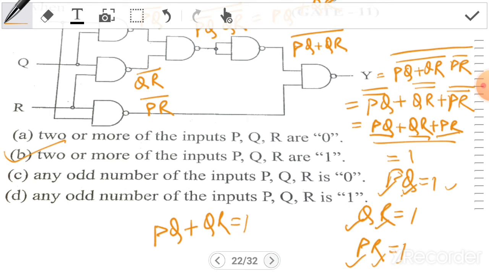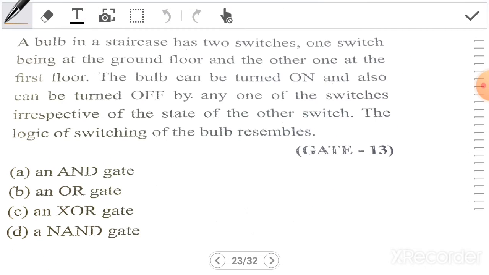Next. A bulb in a staircase has 2 switches. One switch is at the ground floor and the other one at the first floor. The bulb can be turned on and also turned off by any one of the switches irrespective of the state of the other switch. The logic of the switching of the bulb resembles?